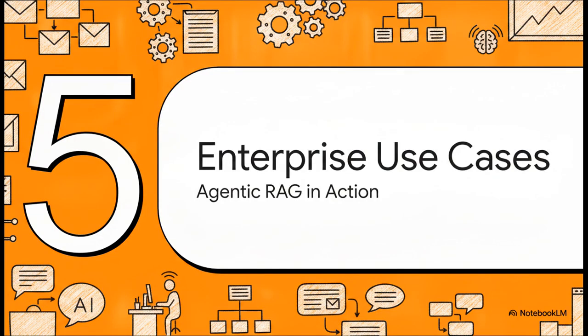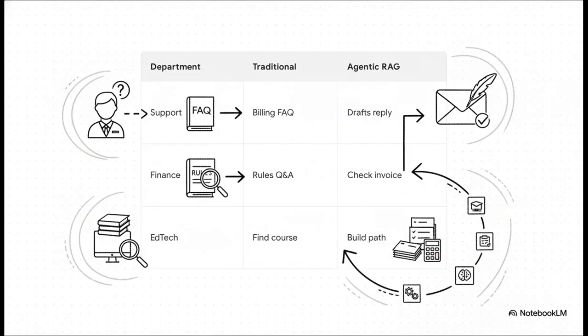Okay, let's look at Section 5, Real-World Enterprise Use Cases. It's always best to see Agentic RAG in action. When we look at real-world deployments, we are seeing a massive value jump across basically every department. Take customer support. Traditional RAG might just retrieve a static billing FAQ when a customer complains about being double charged.